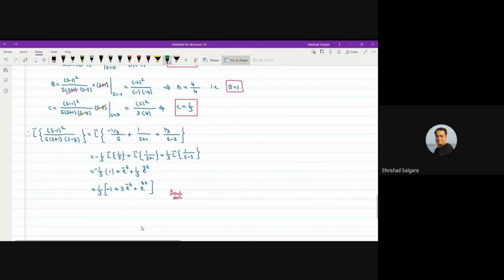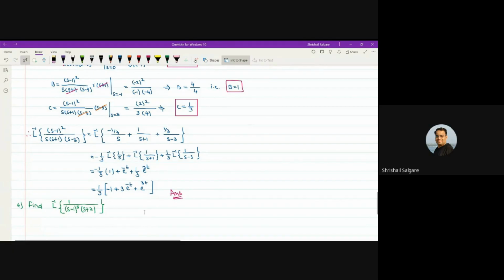Fourth example. Find L inverse of, suppose the factor is repeated 5 times, 1 upon s minus 5 raised to 5 into 1 upon s plus 2.